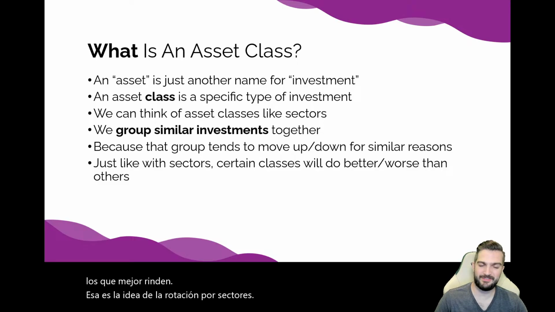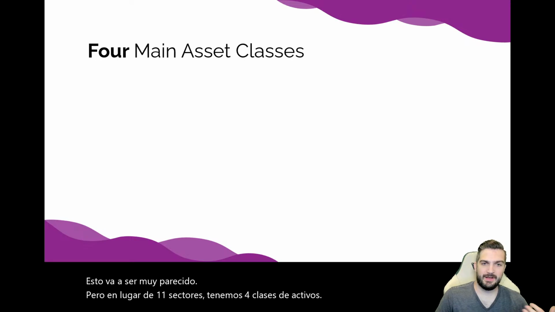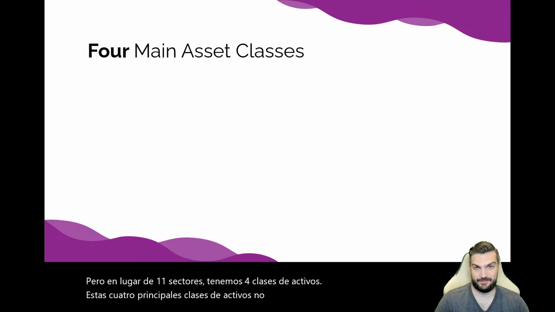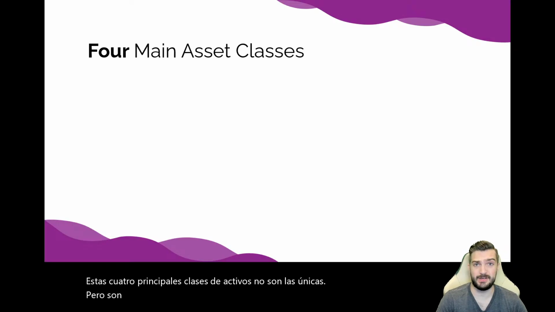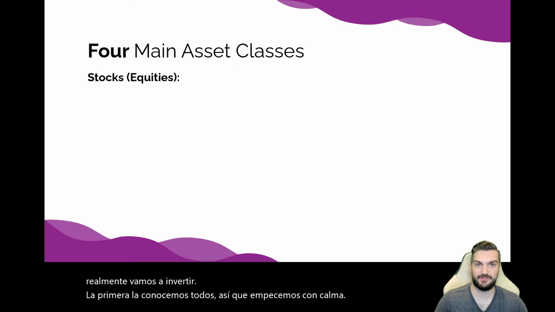This is going to be very similar, but instead of 11 sectors, we have 4 asset classes. These 4 main asset classes are not the only ones, but they're the 4 that are most commonly used when we're talking about things that we will actually invest in. The first one we are all familiar with, so let's start off easy. Stocks, also called securities or equities.